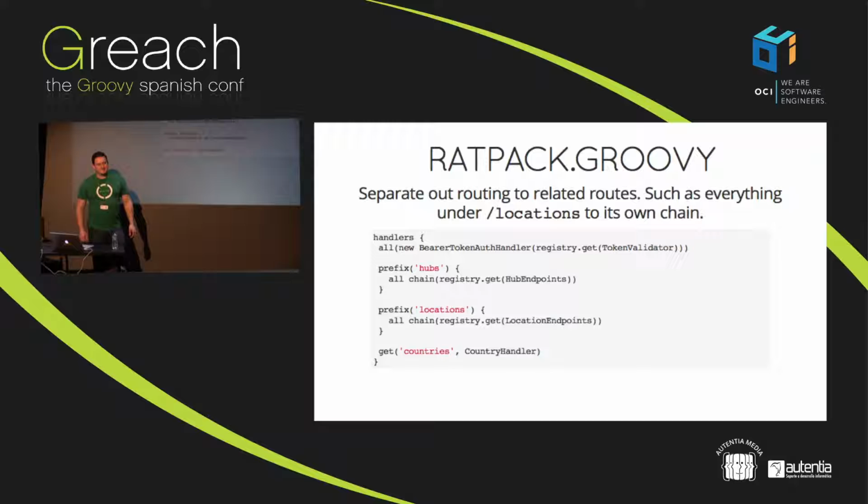So how to actually go about that? In Ratpack.Groovy, one of the ways we like to do it is separate related routes, such as everything under /locations, into its own chain. And so you can use your own handler chain and do it. That's mostly readable, right? Okay. So you can see we have this prefix of hubs or locations. So everything that's /hub or /locations will delegate into this chain. And then we're adding the location endpoints as a chain.